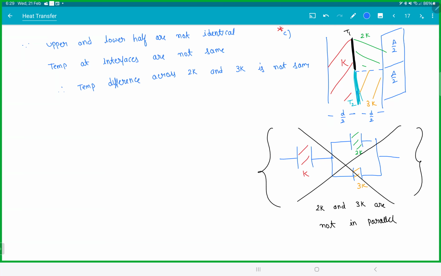Then how to do this thing? You have to split this into 4 parts. Because whatever heat is flowing in K, the upper part will flow through 2K. Whatever heat flows in the lower part will flow through this one. So this would be K, K, 2K and 3K. So we have 4 parts. Each one's length becomes D by 2, area becomes A by 2. So you can treat this as 4 resistors.